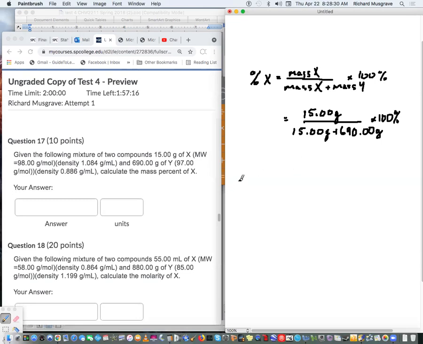All right. So 18, this is the one that does change depending upon whether it's a liquid or a solid. In this case, you know it's a liquid because you're given it in milliliters. You're also given a density as well. So that kind of helps you out here a bit. So for this one, you do need to find the mass of X first. So the way we would do that is 55.00 mils times the density. And that will give us grams.